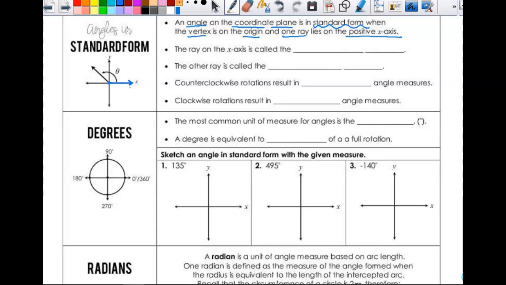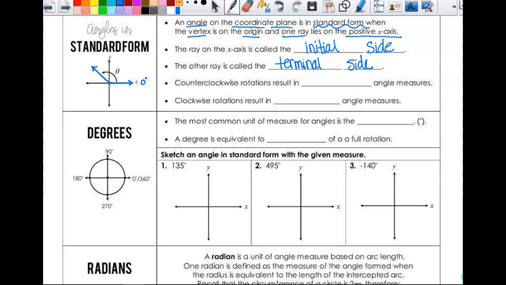The ray on the x-axis is called the initial side, because this is where you start. Since that's where we're starting the angle, it's also where we start measuring the angle. So this would be 0 degrees right here. Then the other ray, this one over here, is where we stop the angle. So it is called the terminal side.